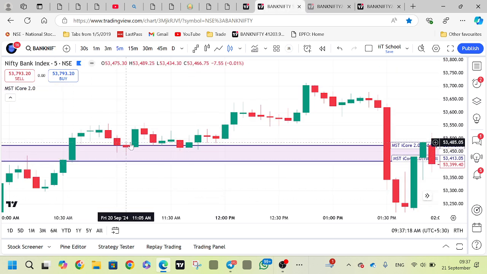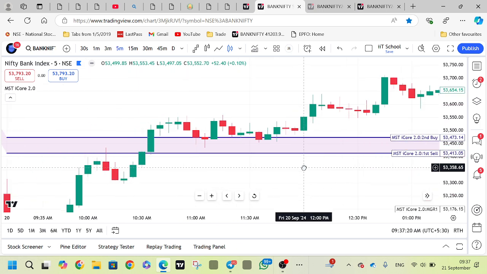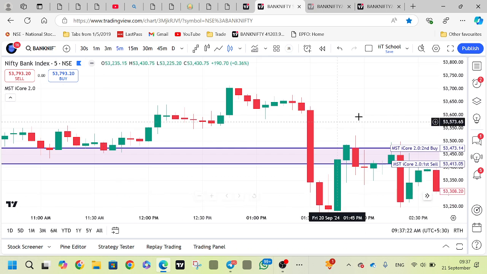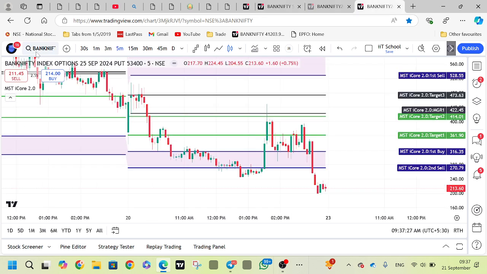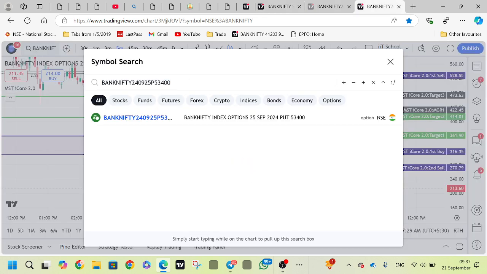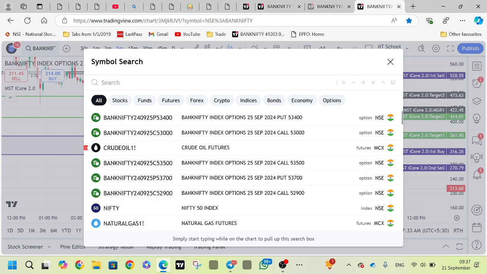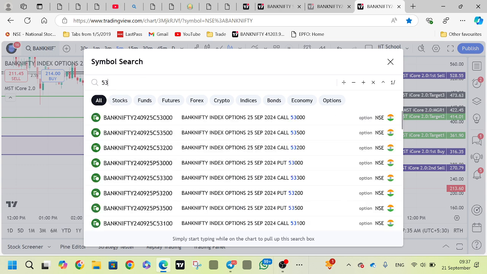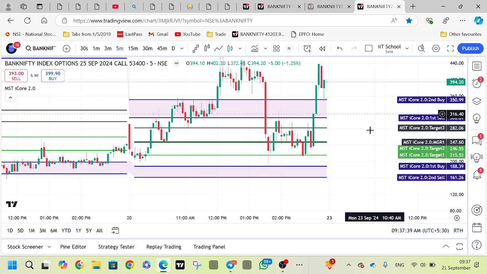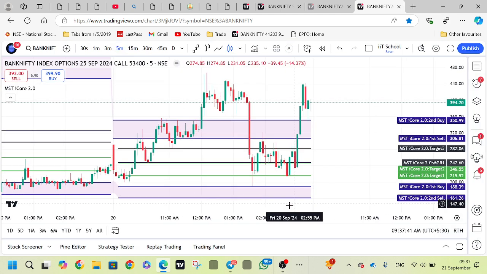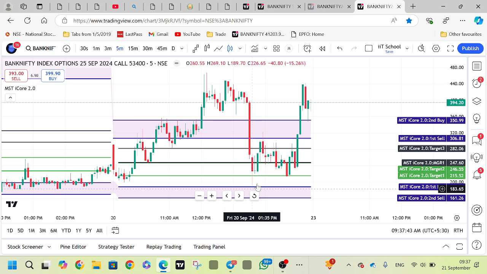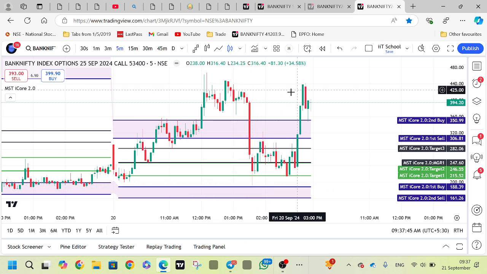Then the second buy activated. So in the second buy what can we take? We can take the 53,000 call option or the corresponding 53,400 call option also. So go to the settings. The 53,400 call option you can take, and see the accuracy. Exactly here buy activated and all the targets hit. Here the second buy activated, all the targets hit.